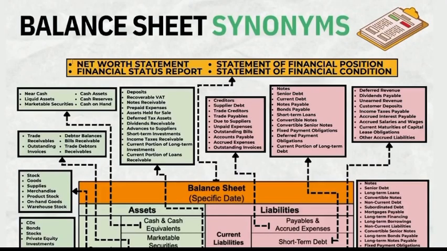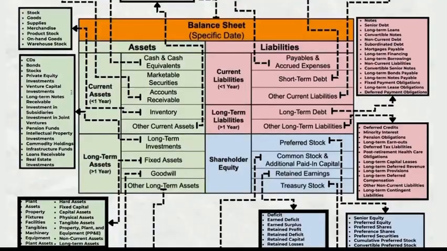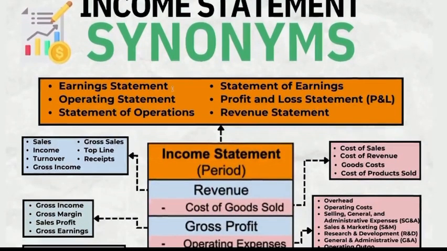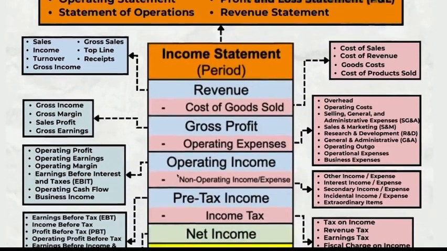Now, it's important to understand that not all companies use these exact terms and layout when they're making financial statements. For example, you might see the balance sheet referred to as a net worth statement, the financial status report, or the statement of financial conditions, and each individual term you see on the balance sheet might be called something else. The same is true of the income statement, which is also called the earnings statement, statement of operations, or even profit and loss statement. And each term you see on the income statement might also be called something else.